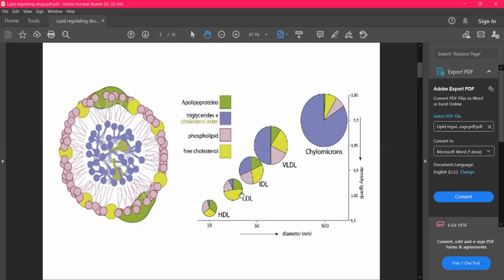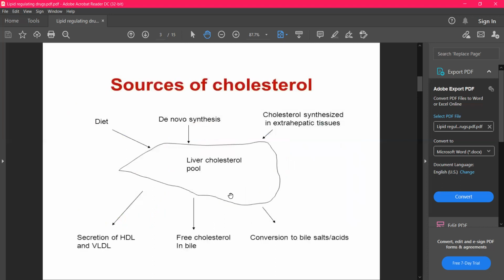So LDL is called the bad cholesterol and HDL is called the good cholesterol. Why is HDL called the good cholesterol? Because it takes up cholesterol from your periphery and brings it back to your liver. That process is called reverse transport. LDL does the opposite, so it gives cholesterol to the periphery. In short, that is what you need to know here, right?